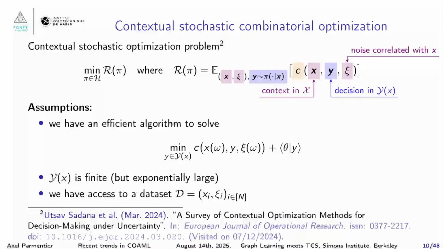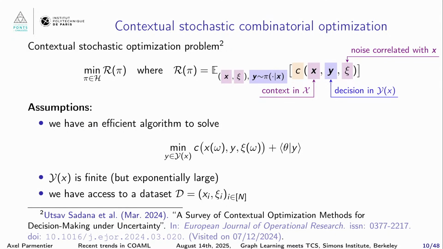And the final cost depends on the noise, the random variable psi, that you don't know at the moment when you take the decision. And what you want to do is find a policy pi that is going to map a context to a decision. And typically, what you will want to do is to find the policy that minimizes the expected cost, the expectation being over both the instances and the noise that you may have in addition to the context.